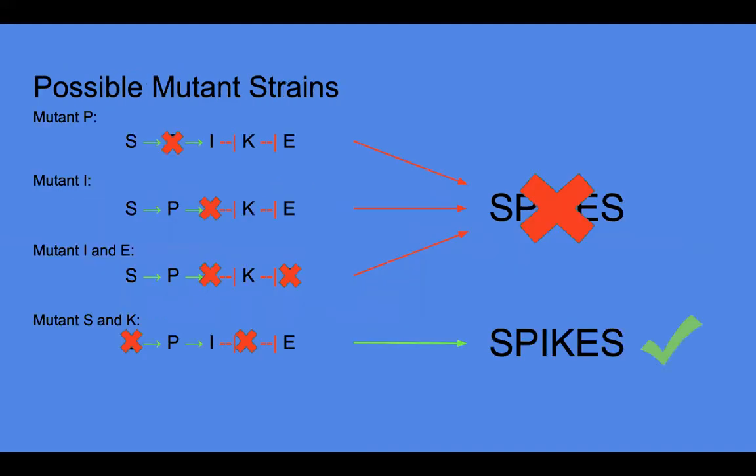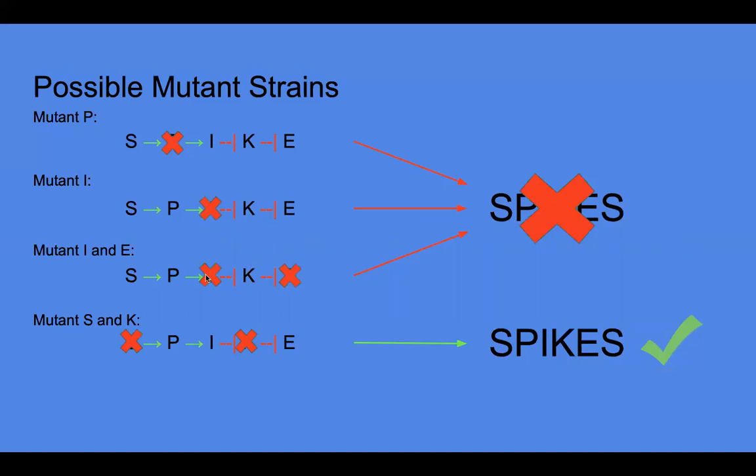Now that we better understand the developmental network we have, we can take a look at what happens when things in this process go wrong. If the P gene were not serving its purpose correctly, nothing would activate I to stop K from inhibiting E. In this mutation, no spikes can be produced. Similarly, if the I gene is not functioning, nothing is stopping K from again inhibiting E. Again, no spikes can be produced.